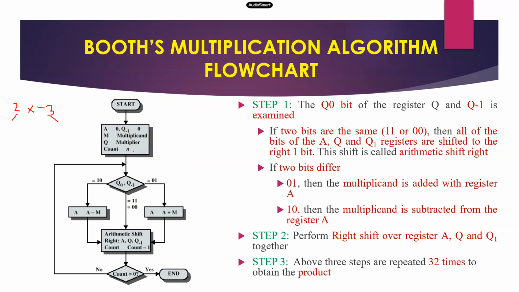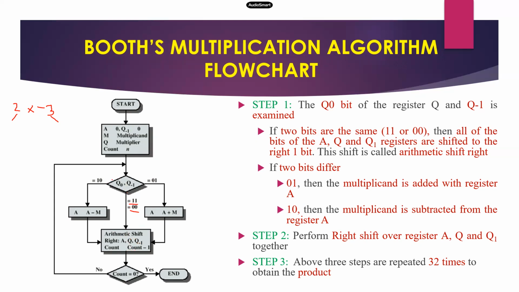Then count equals n, the number of bits. Then we have to consider the two adjacent bits of the multiplier, that is Q0 and Q minus 1. So the two adjacent bits start from the LSB. If Q0 and Q minus 1 are 1 1 or 0 0, then there is no addition or subtraction operation, only a shifting operation, which we learned in the previous slide. So if the two adjacent bits are 1 1 or 0 0, no addition and no subtraction, only shifting. That is an arithmetic shift right of A, Q, Q minus 1, and decrement the count by 1.